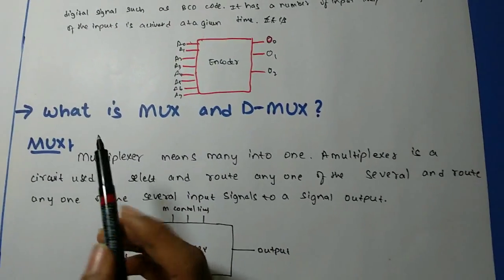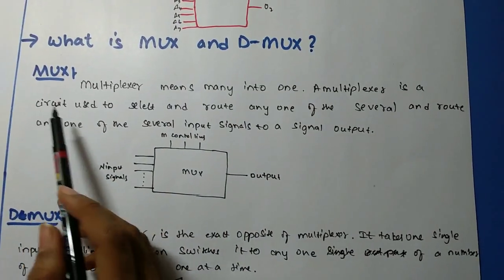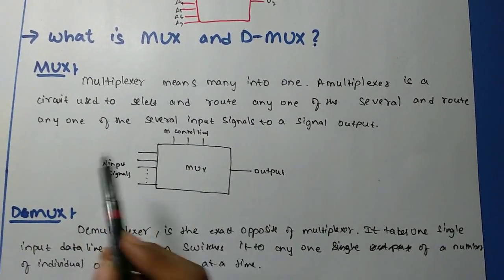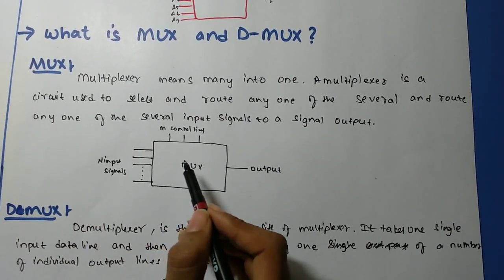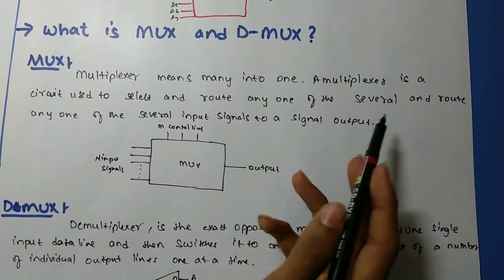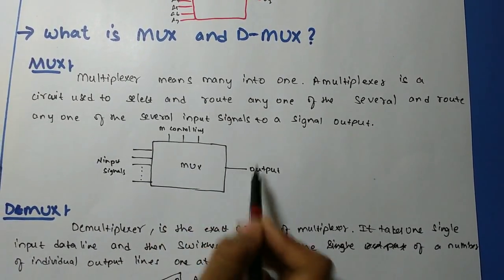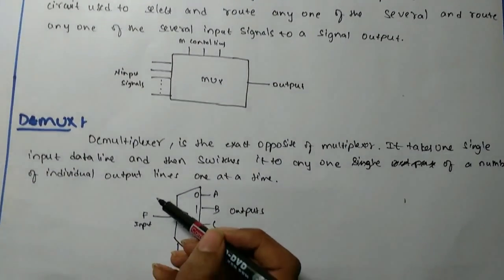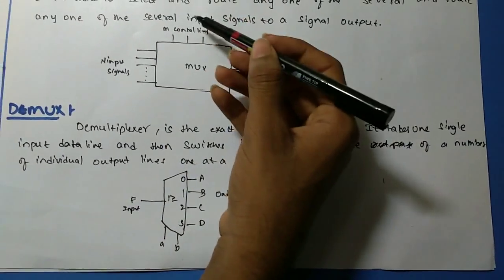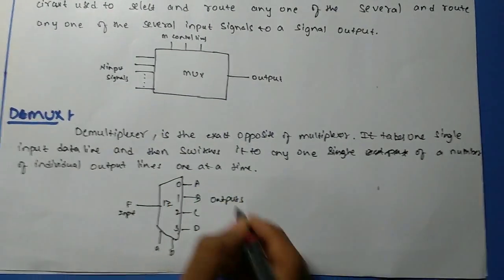And now I am going to tell you about the multiplexer and demultiplexer, a brief one. Multiplexer means many to one. A multiplexer is a circuit used to select and route any one of the several input signals to the signal output. Whereas when we come to a demultiplexer, it is exactly opposite to the multiplexer. Here we have a single input and we get multiple outputs.